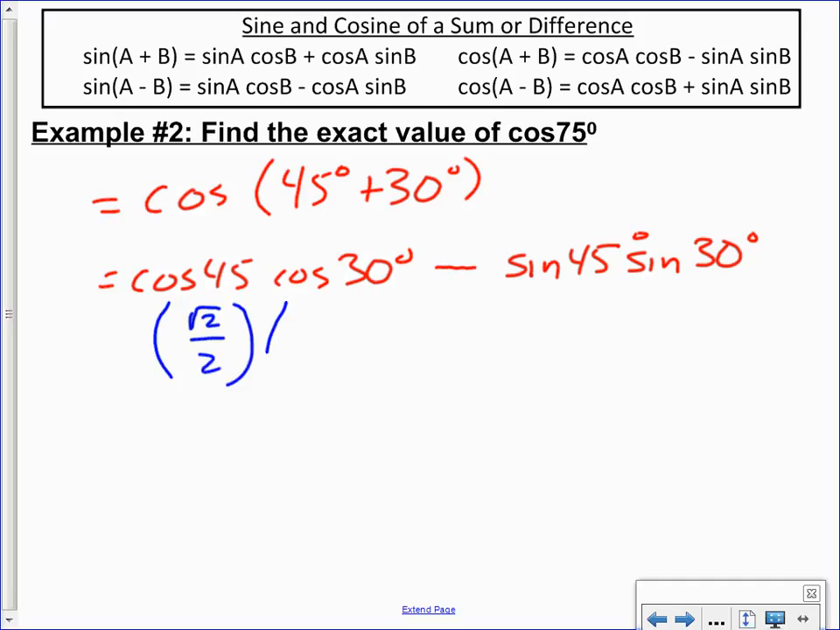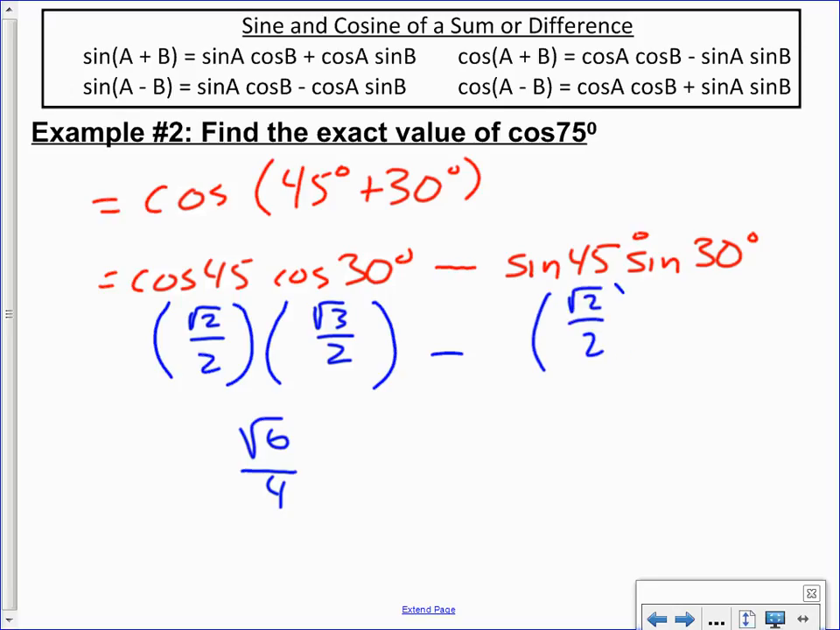Look ahead. I need cosine of 30. Square root of 3 over 2. That's where I got the root 6 over 4, just multiplying it together. Excellent. Sine at 45: square root of 2 over 2.